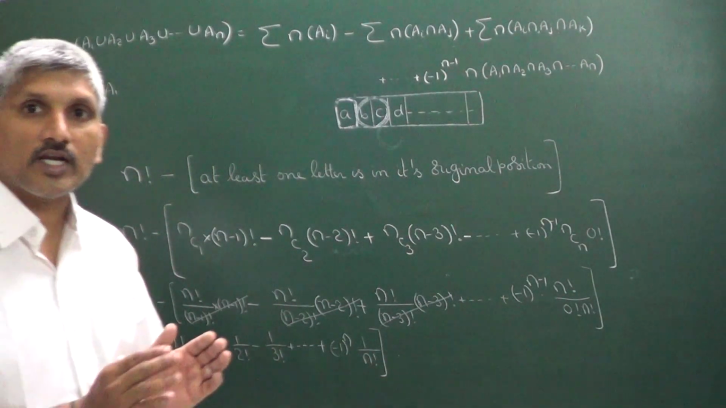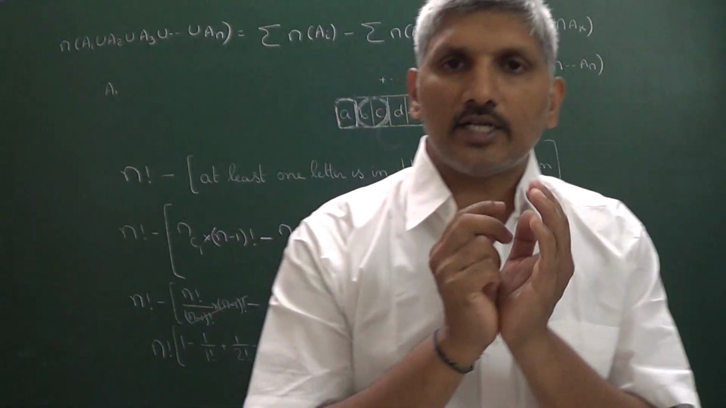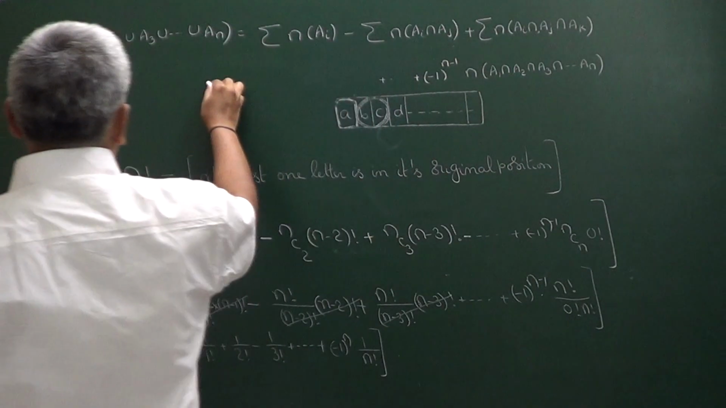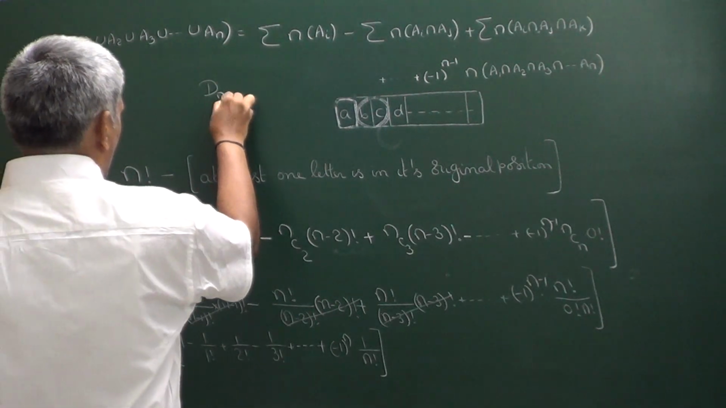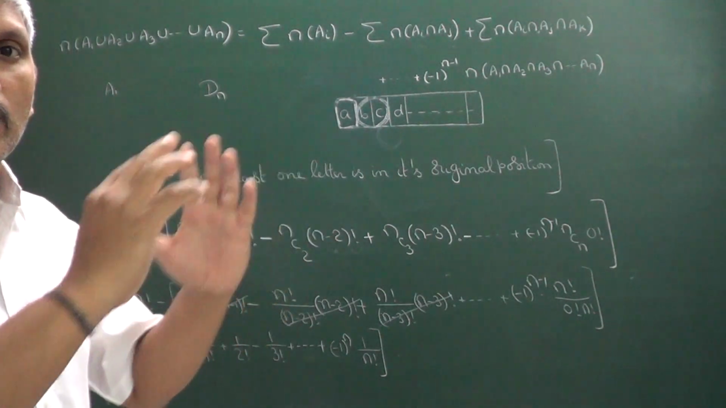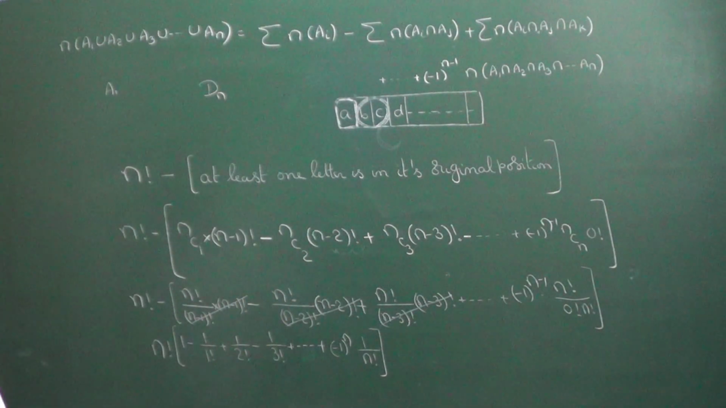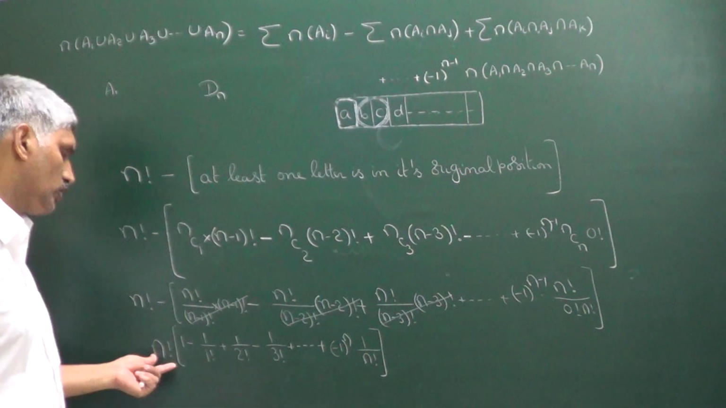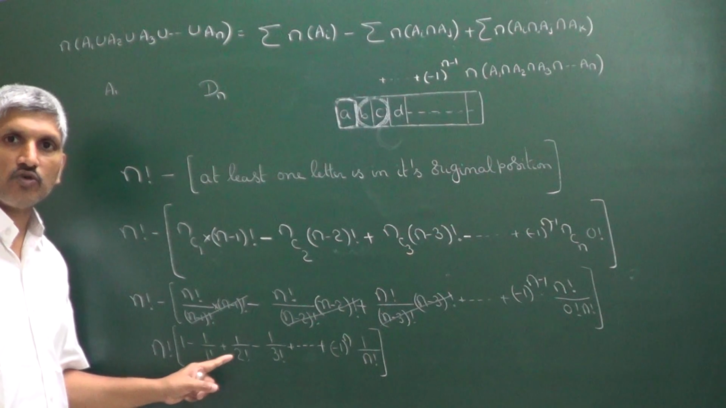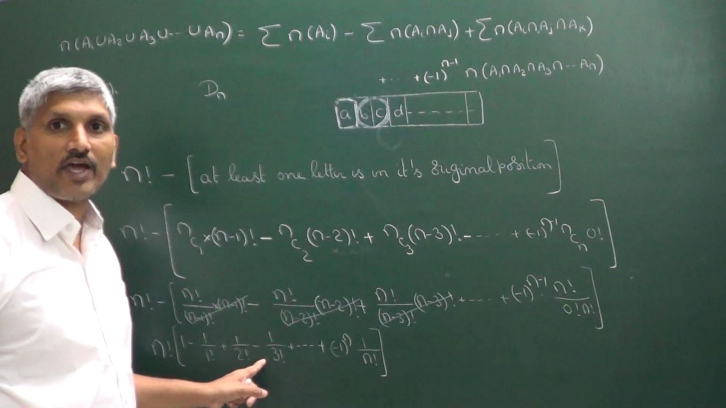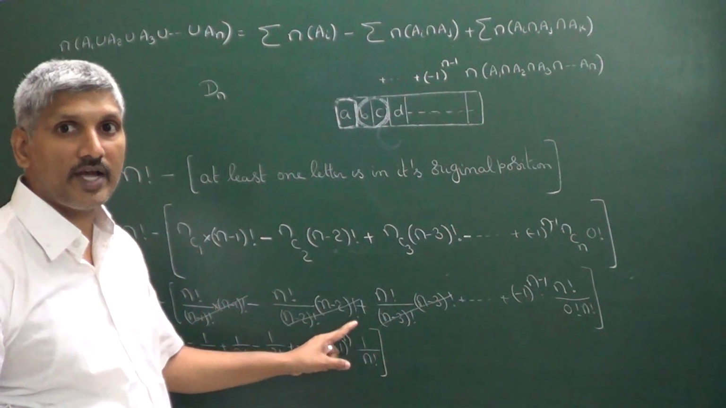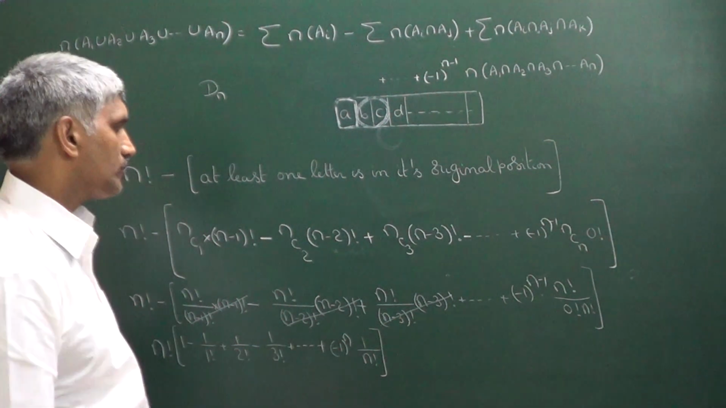So out of n letters, all n letters are deranged. That is the meaning of derangement of n objects. Total n objects are there, means all those n objects we have to derange. That is given by n factorial into 1 minus 1 by 1 factorial plus 1 by 2 factorial minus 1 by 3 factorial plus and so on plus (minus 1) whole to the power of n by n factorial.